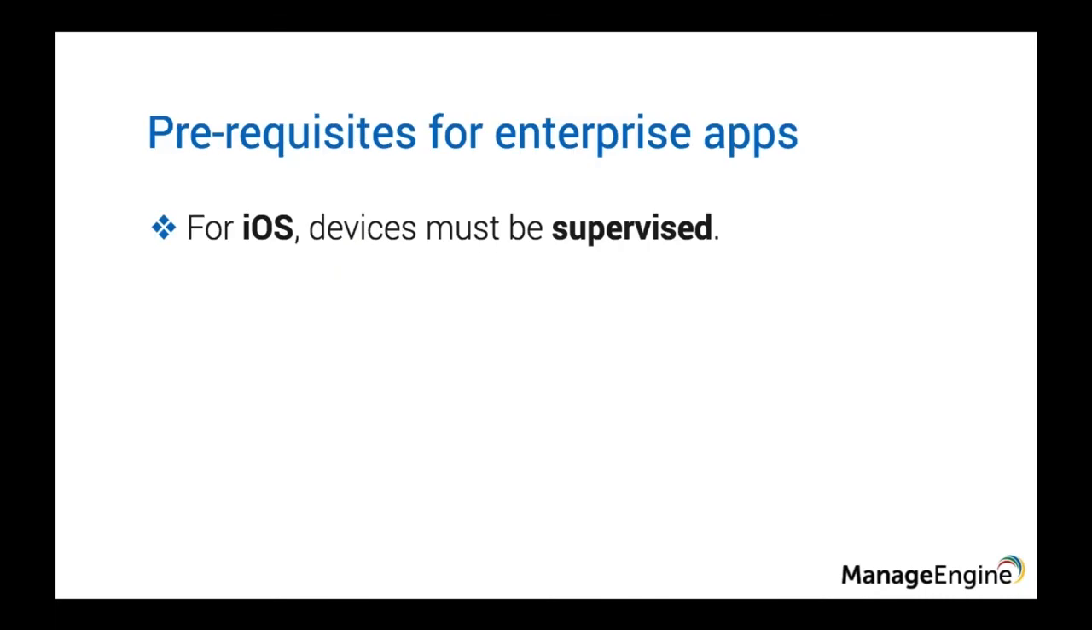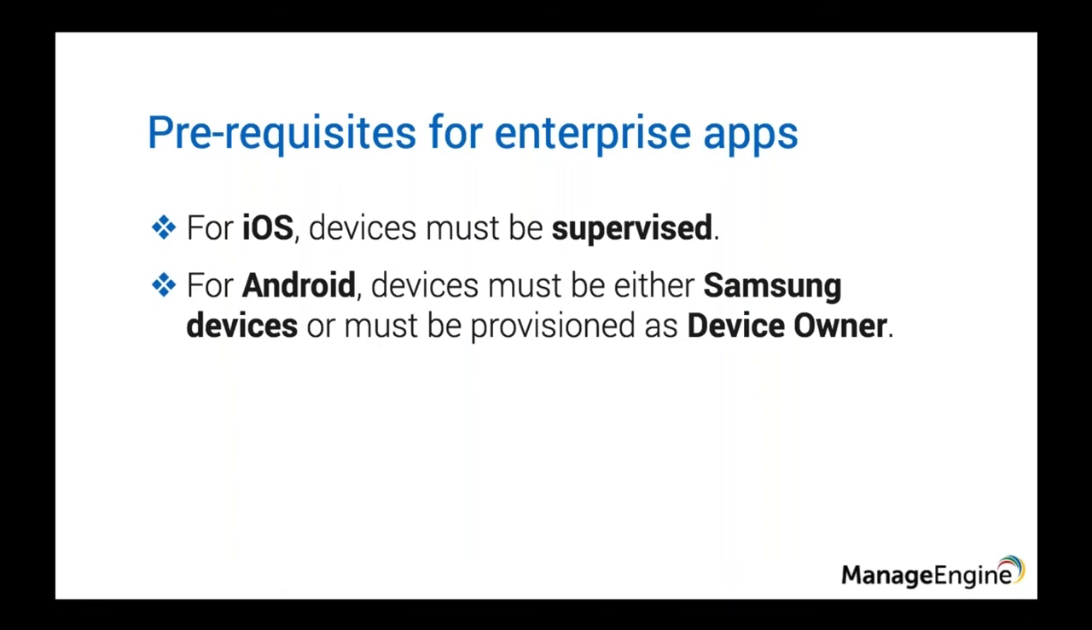But still, there are certain prerequisites. In case of iOS devices, the devices must be supervised. And in case of Android devices, the devices must be either Samsung or must be provisioned as device owner. Device owner is the Android equivalent of supervision, which provides the administrator with additional control and extra features. Now let me show you how to add an enterprise app to the app repository.